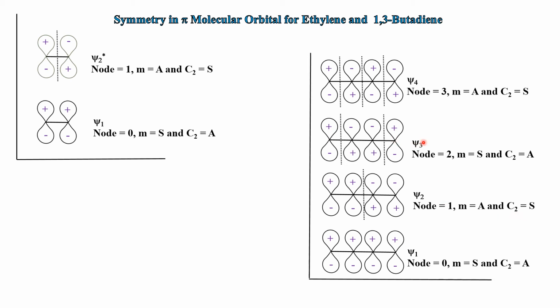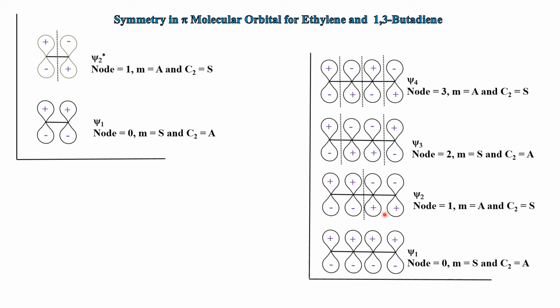At energy level Xi3, number of nodes are 2, 1 and 2. M symmetry is symmetric. C2 symmetry is asymmetric. Xi3, number of nodes are 3. M symmetry is asymmetric, while C2 symmetry exists.